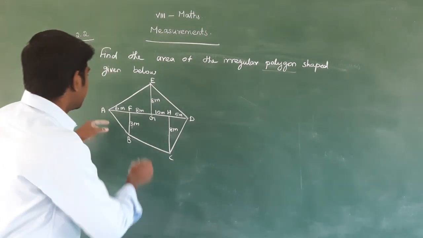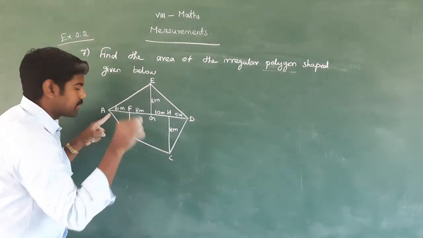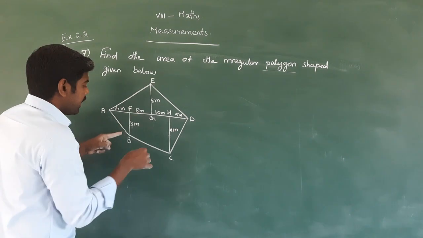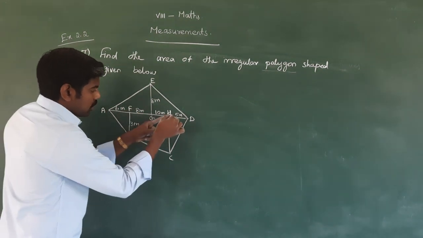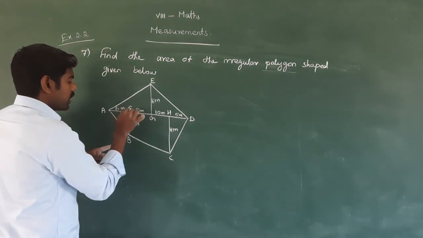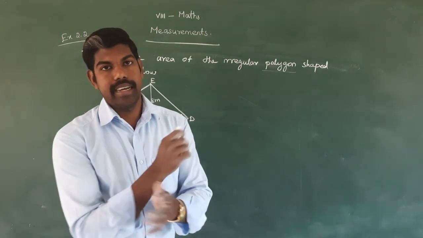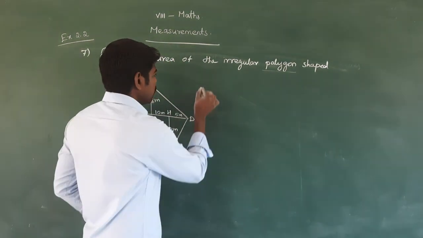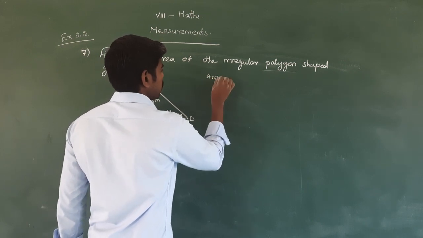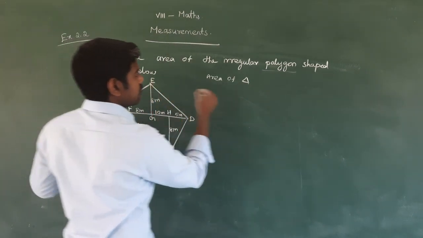So area is area of triangle ADE plus area of triangle ABF plus area of triangle HCD or CDH plus area of trapezium FBCH. So first find the areas and add. Okay. First find area of triangle ADE.